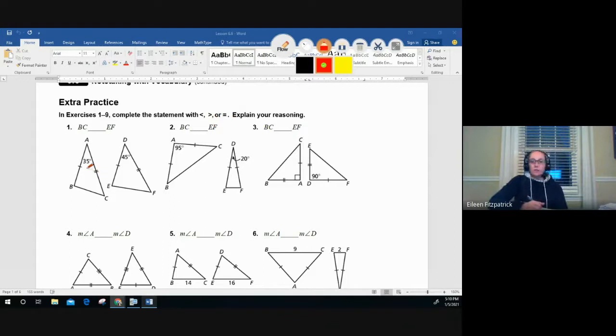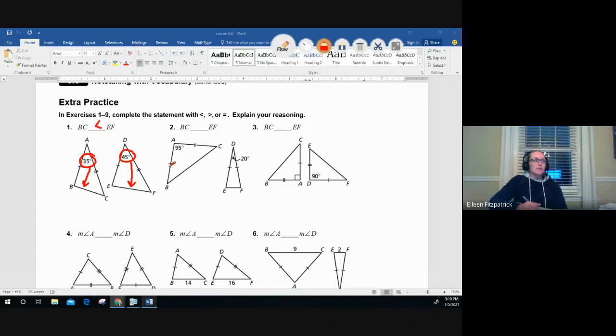We're either going to be saying it's the hinge theorem or the converse of the hinge theorem. All right, I see that I have side, angle, side, angle, side, but the angles are not congruent. So I'm going to be using the hinge theorem to make a conclusion about the opposite sides. BC compared to EF, well, it's across from a smaller angle, so BC is less than EF.